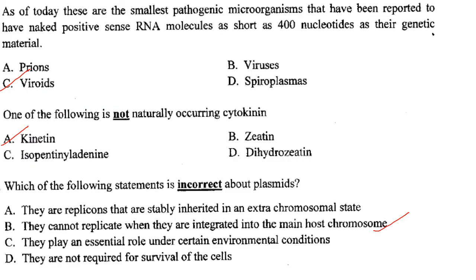Then next one. As of today, these are the smallest pathogenic microorganisms that have been reported to have naked positive-sense RNA molecules as short as 400 nucleotides as their genetic material. So which are these organisms? They are viroids. Viroids are naked molecules of infectious RNA. So answer is option C.